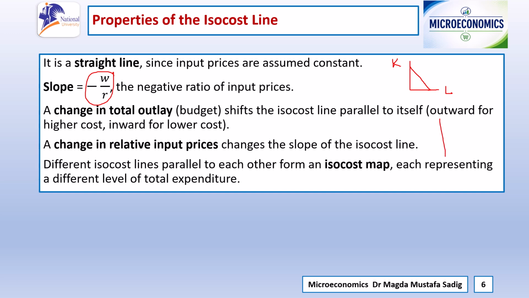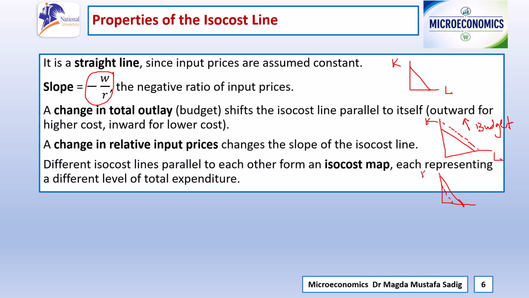This is K, L. So in case the budget increases, the isocost will shift outward. Here the budget increases. But if the budget decreases, the isocost will shift inward, like this.